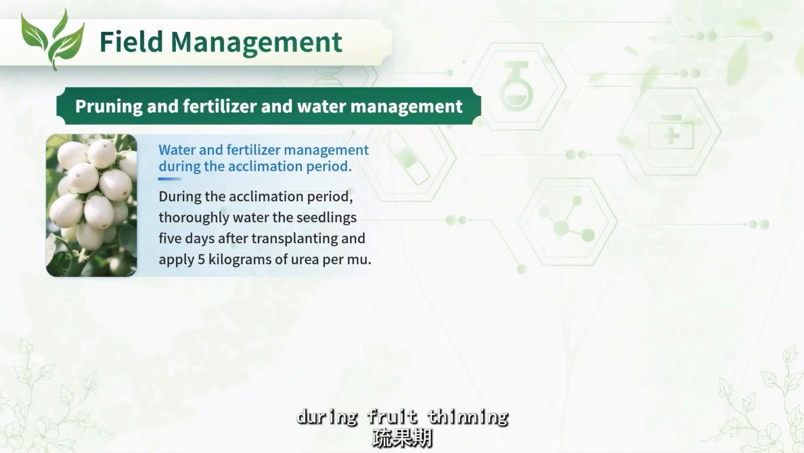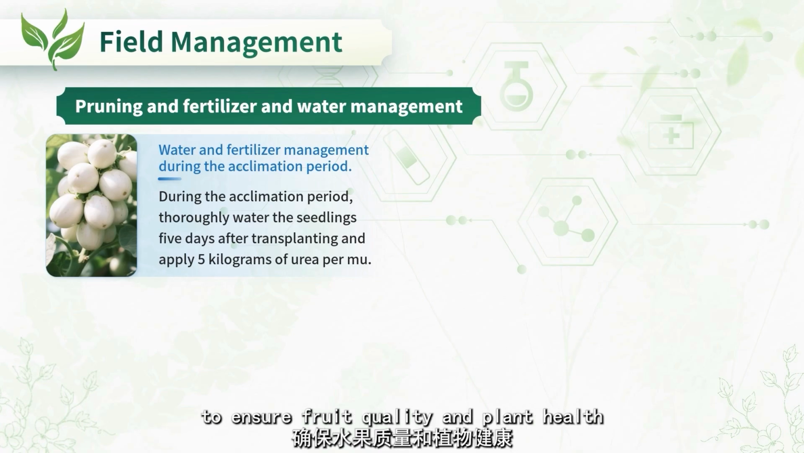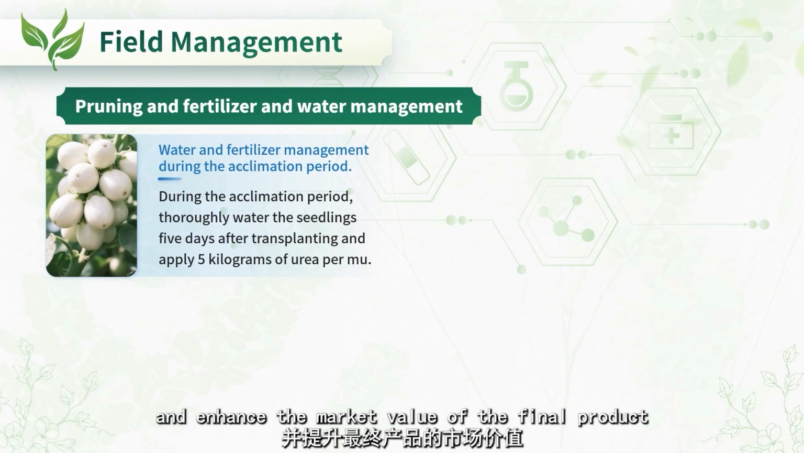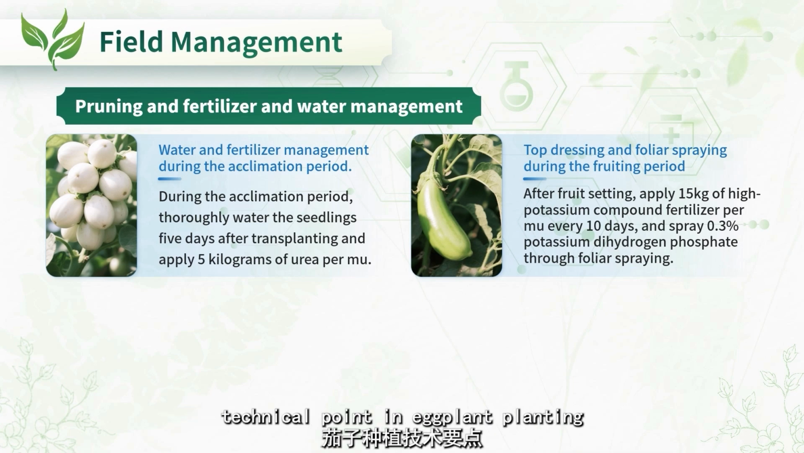During fruit thinning, removing deformed fruits is an important measure to ensure fruit quality and plant health, helping to reduce resource waste and enhance the market value of the final product. Fertilizer and water management is a key management technical point in eggplant planting.